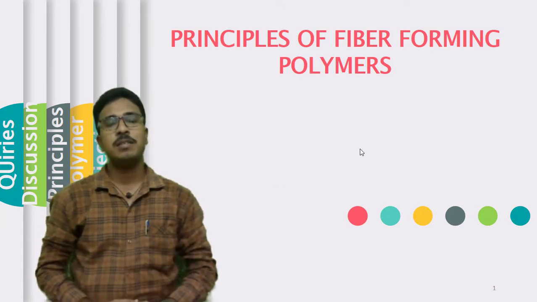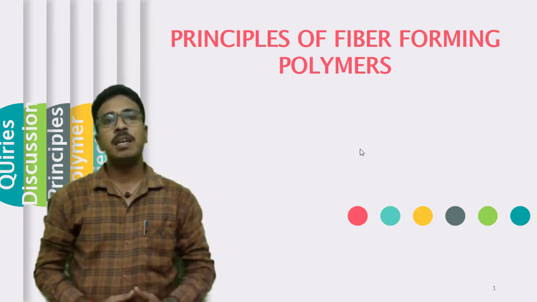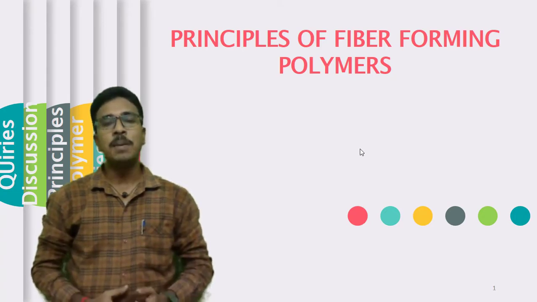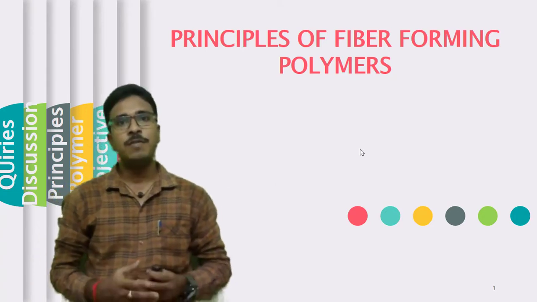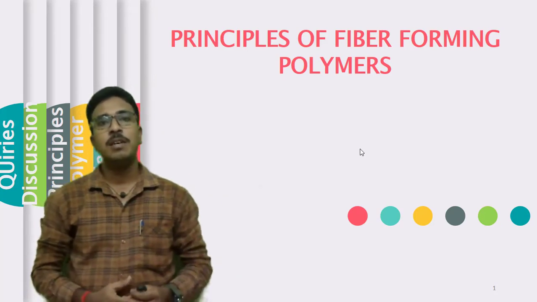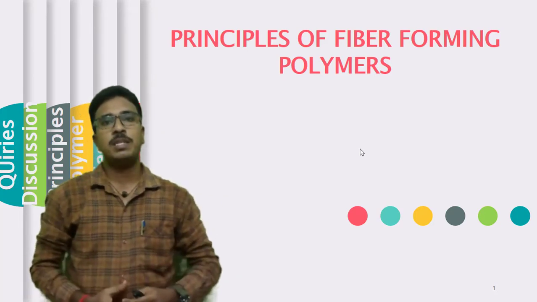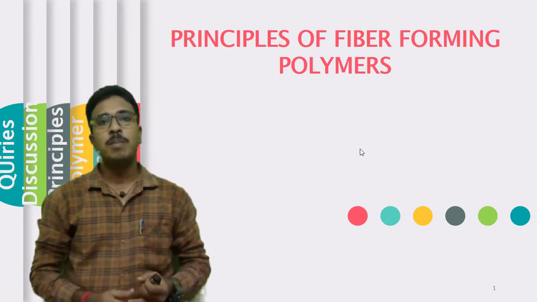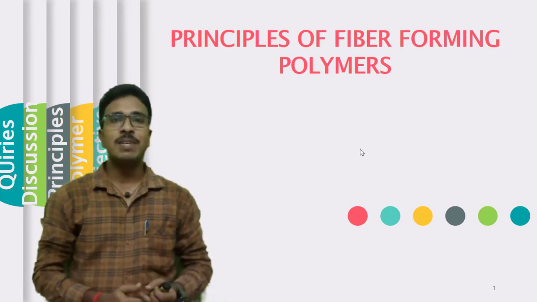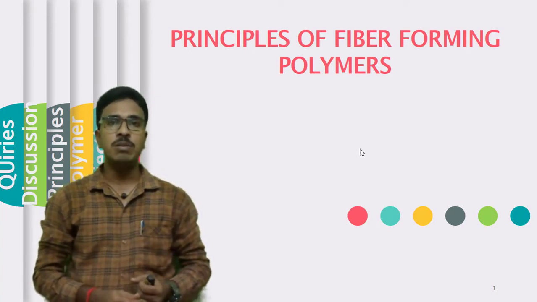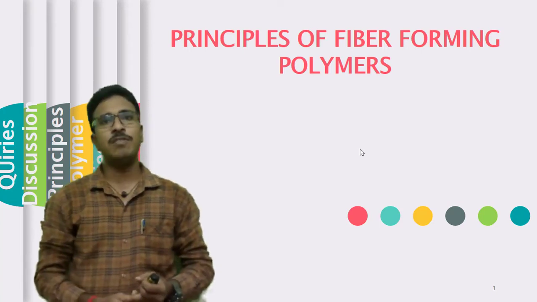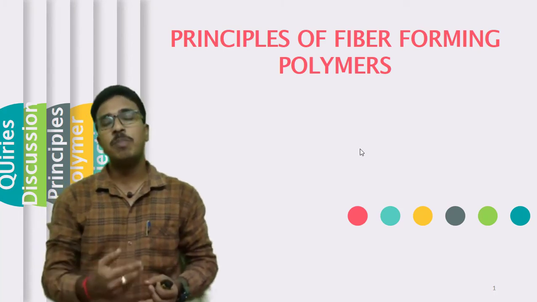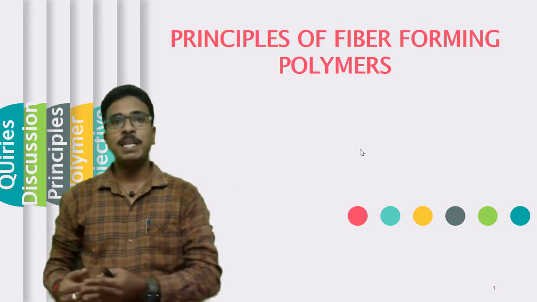In the last class, we have discussed in detail about the important operations that are involved in making man-made fibers. If you go back to the last class, in those important operations, we have seen two important operations. One is production of polymer and second one is conversion of polymer into fiber or continuous length of yarn. So these two things are very important operations in making man-made fibers.